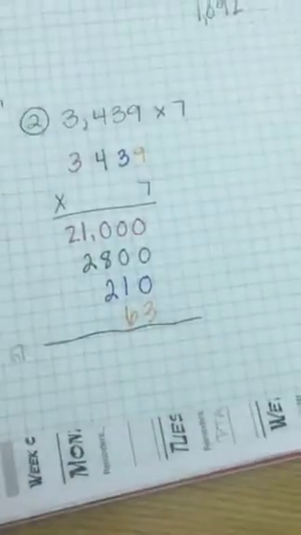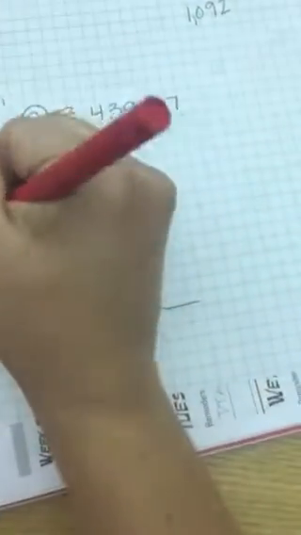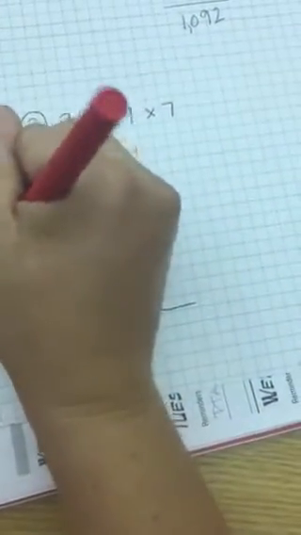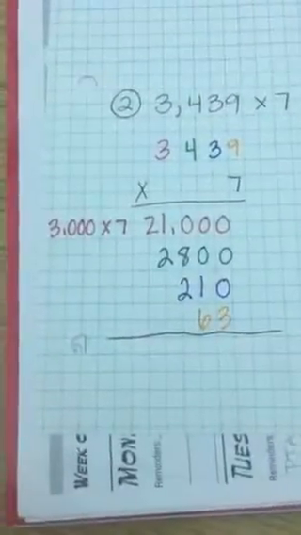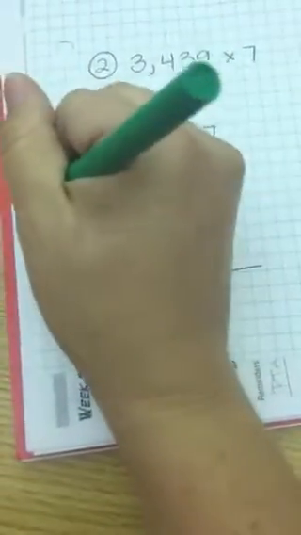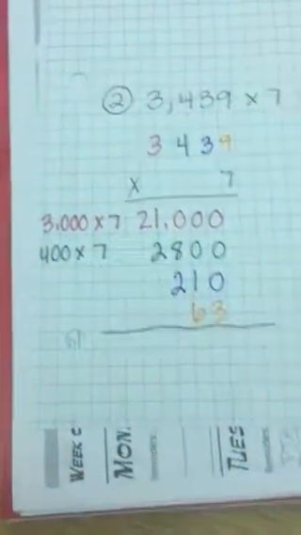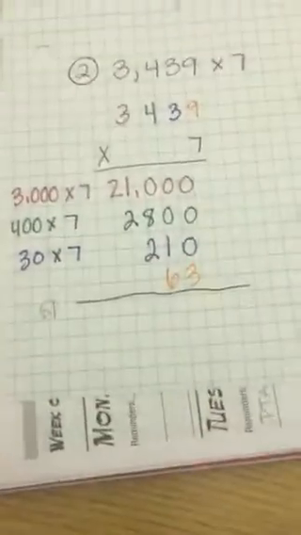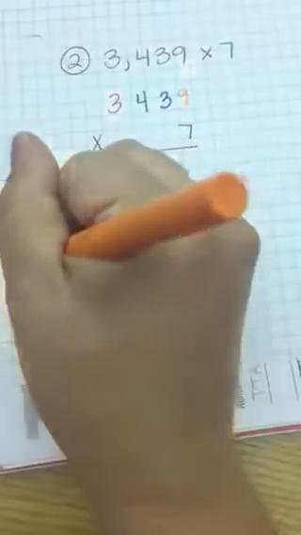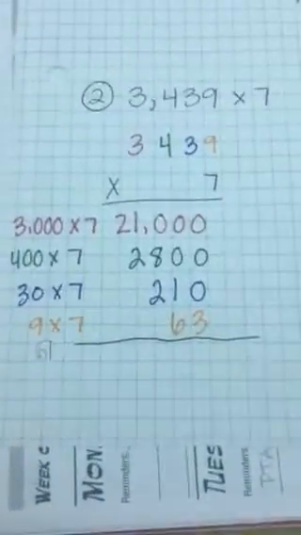I told my students too, it was okay if they felt that they needed to write 3,000 times 7 off to the side there, and then here if they had to write 400 times 7, because I understand that it could definitely get confusing, especially at such a young age. So if it helps them to write them out on the side, that's totally fine. And then they just add everything up.